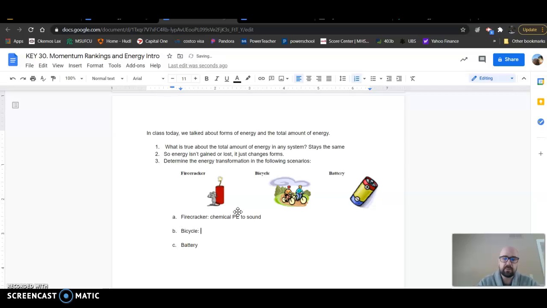A bicycle, so this one was interesting because you pedal the bicycle. So your kinetic energy moves the bike. So a great answer would say kinetic energy to kinetic energy, which some kids were uncomfortable saying because it's the same type of energy, but it certainly can be that. And then a battery. So battery is chemical potential energy, and that gets converted into electrical energy. Other answers for these would be acceptable, but those were the most common and probably the most expected ones.